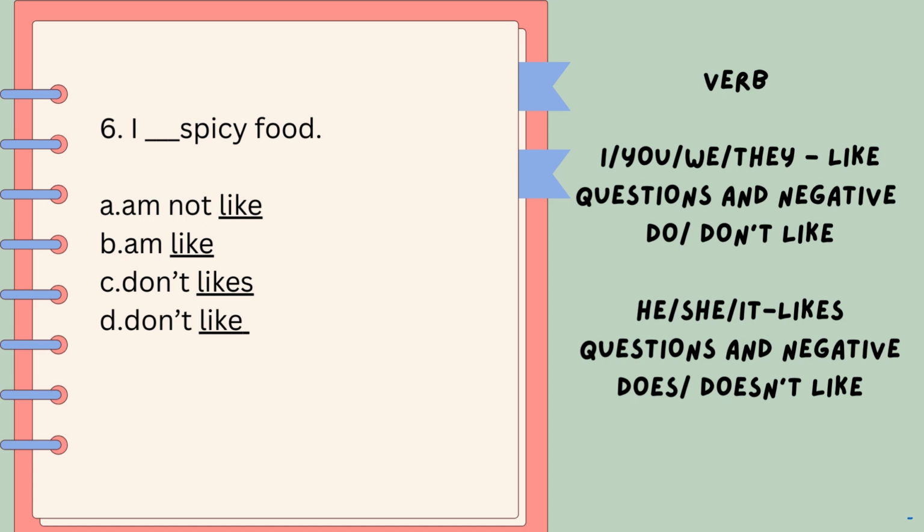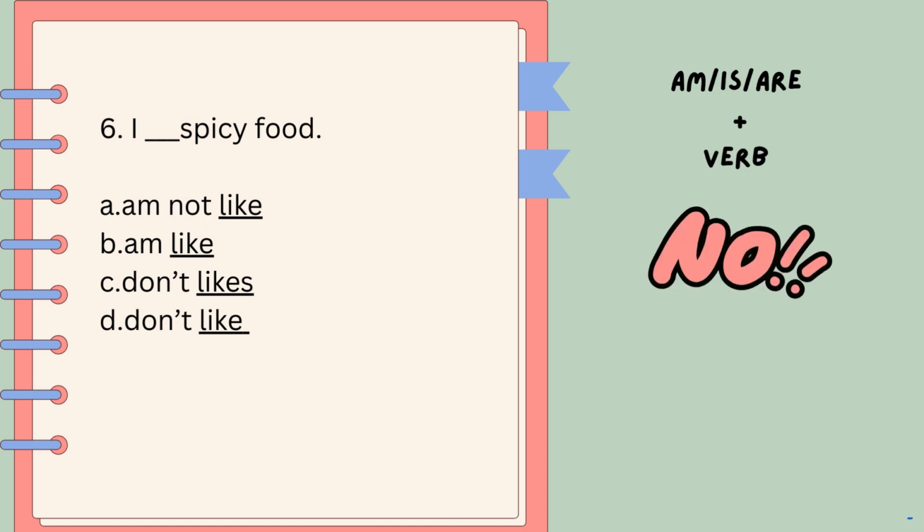And if it is he, she, it, we use s at the end of the verb, like he likes spicy food. If it is question, does he like spicy food? If it is negative, he doesn't like spicy food. The important thing is, if you use does or doesn't, you have to delete s at the end of the verb. So here, never ever use be verb plus verb 1. So you cannot use this. So I'm not like, no, I'm like, no. So these two options are gone. And we don't say I don't likes, because it is I don't like. So the answer is D.